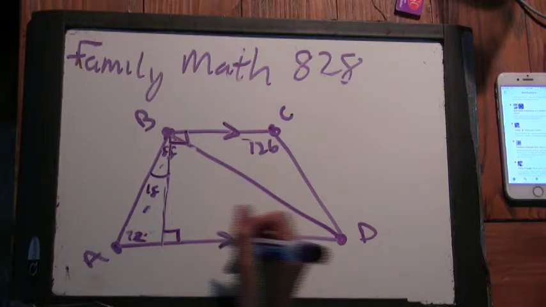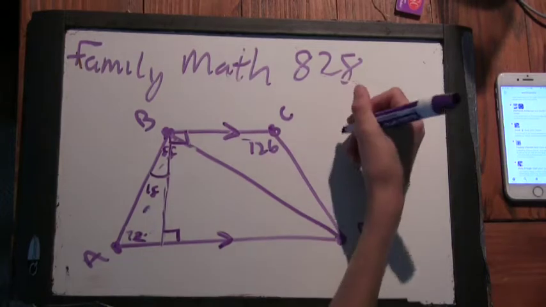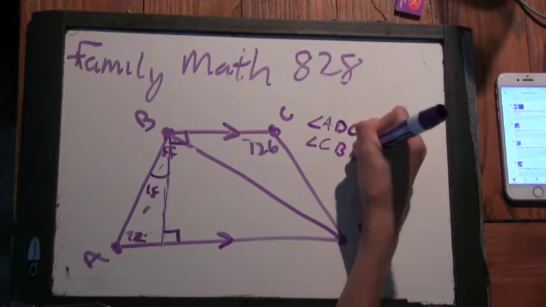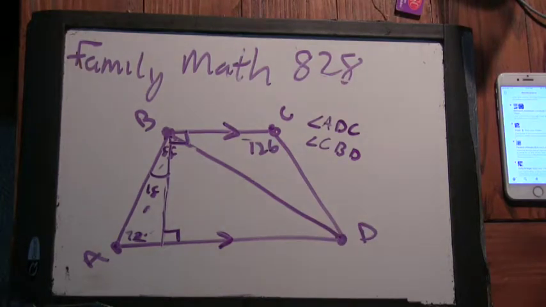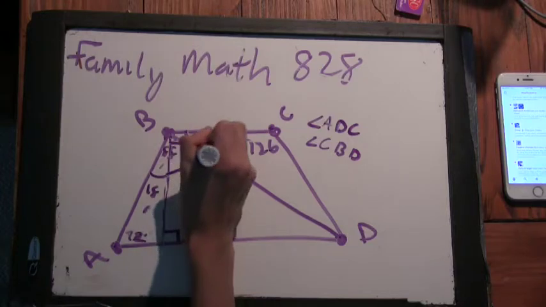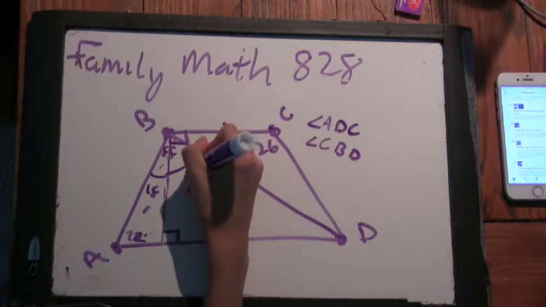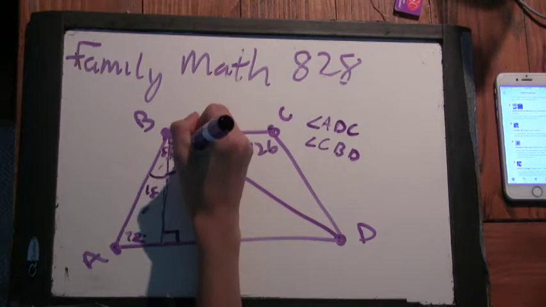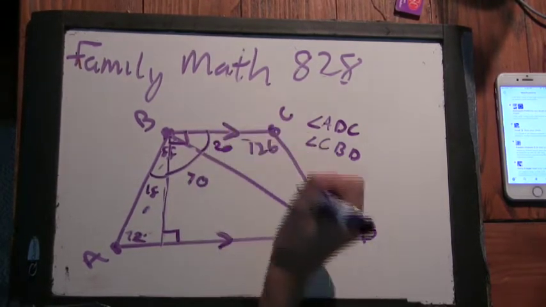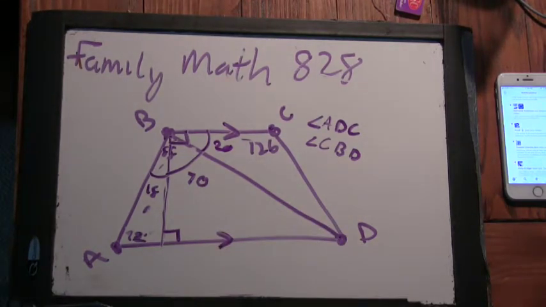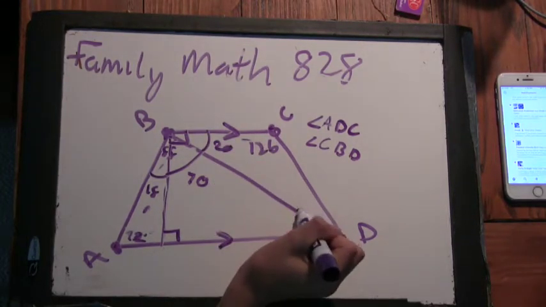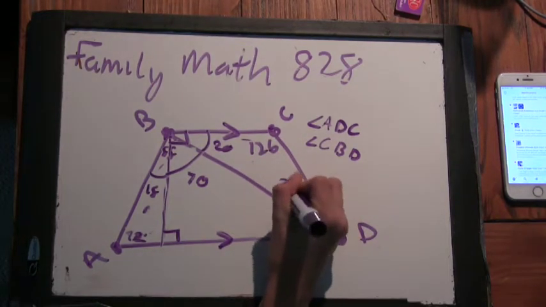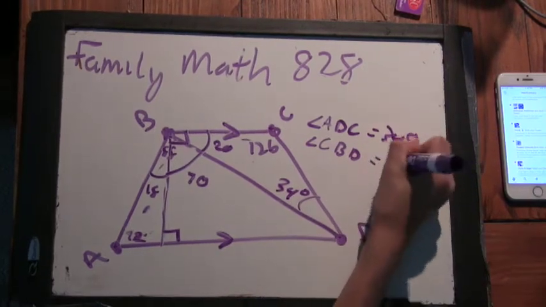We're supposed to find angle ADC and angle CBD. So that's this angle. Then we know this part here is 70. And since this 70 plus this part is 90, angle CBD is 20 degrees. Then we know these two plus this is 180, 146 plus 34 is 180, so this is 34. So this is 34 degrees, and this is 20 degrees.